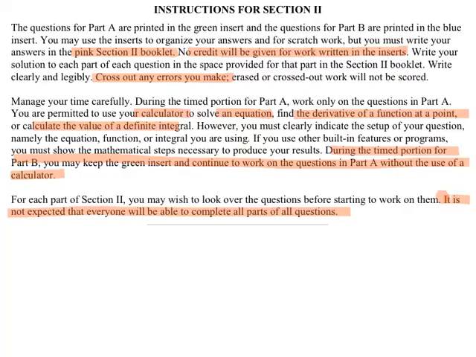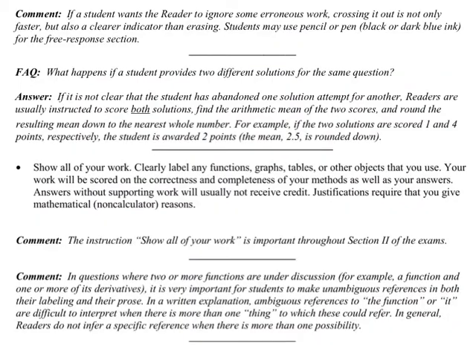Okay, let's go through some specifics. Okay, and again, I would just pause and read over everything before we keep going. But the first thing that they say is that if you want the reader to ignore some kind of work, they say crossing it out is not only faster, but also a clearer indicator than erasing. And you can use a pencil or ink. Okay, so that was that first one.